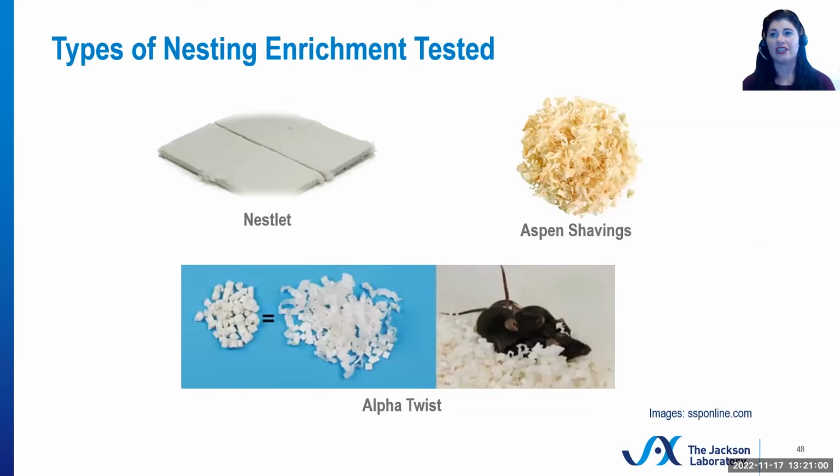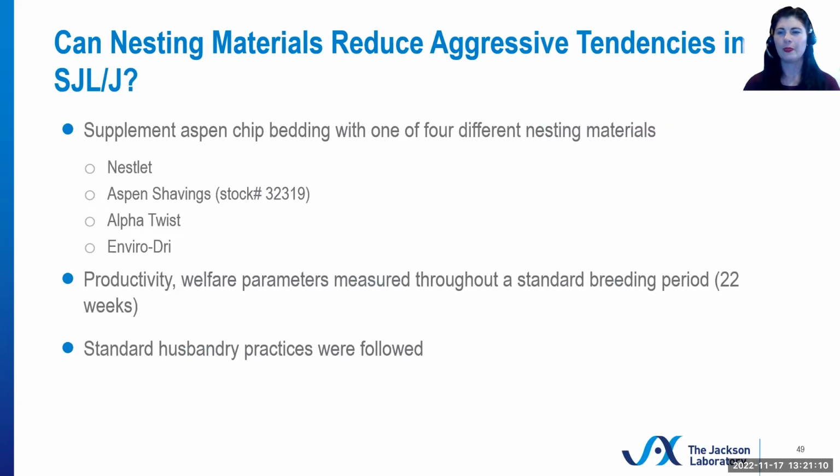A study was initiated to look at the effect that different enrichment types had on reducing these aggressive tendencies. So you can see the examples in this slide. In addition to the aspen chip bedding, the mice were provided with nestlets, aspen shavings, alpha twists, or Enviro Dry.